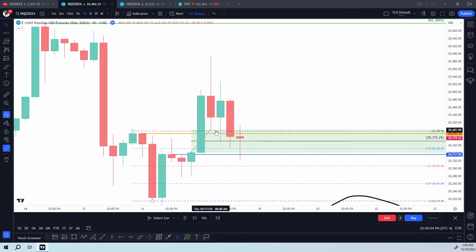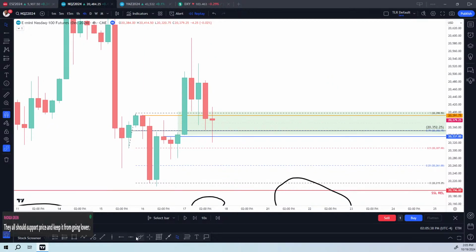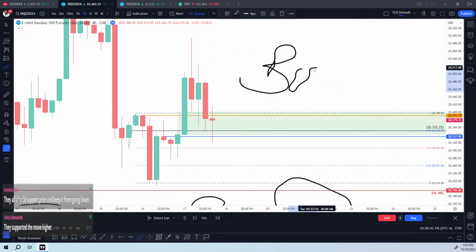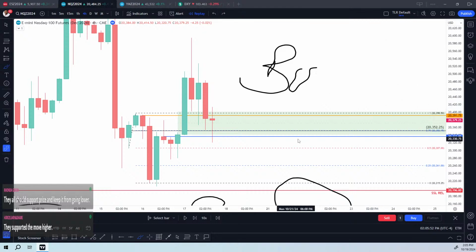What about all these key levels that we said: 20,391.75, whatever that breaker was, 20,372.25 on the consequent encroachment, 20,352.25 on the mean threshold. What are you looking for all of those to act as? Support. And that's because we are in what? A buy program.